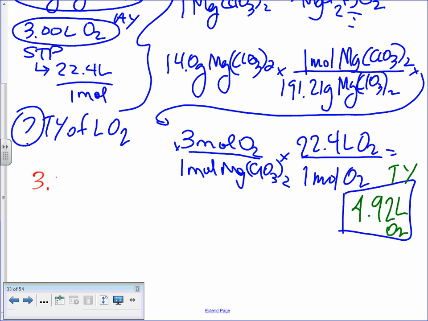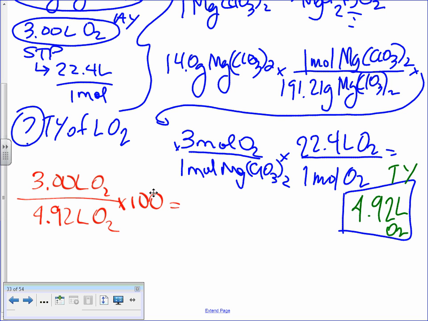3 liters of oxygen over 4.92 liters of oxygen times 100. Like this, 60.976. So what kind of lab rat are you? A bad lab rat. Not bad, maybe just an off day, but we'd probably say, sir, could you please do this experiment again? Or ma'am, can you please supervise him because he's not doing a good job?